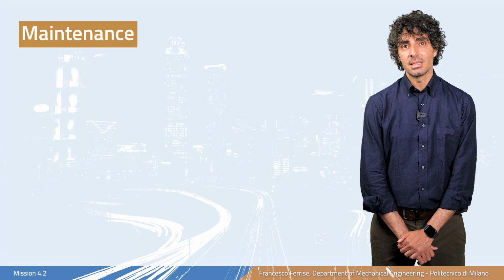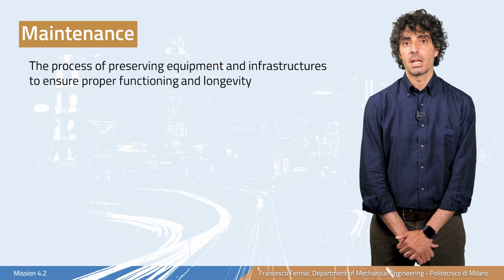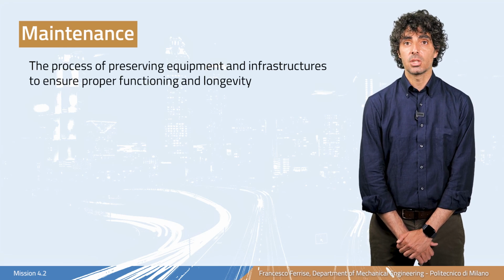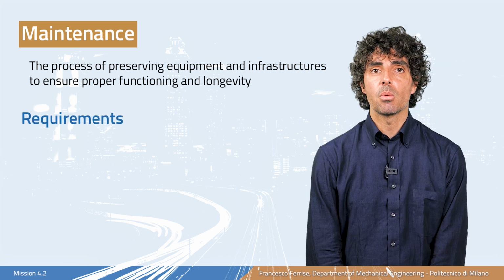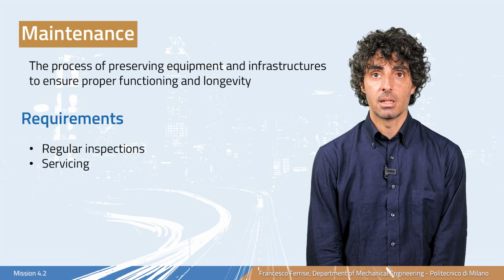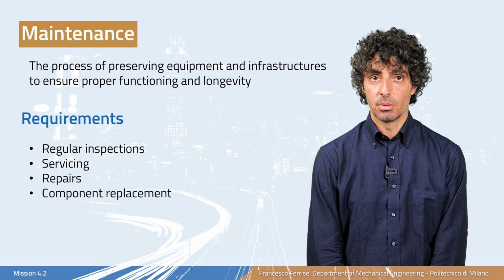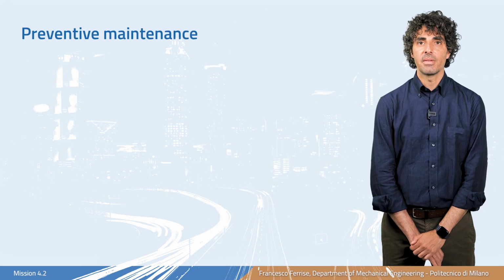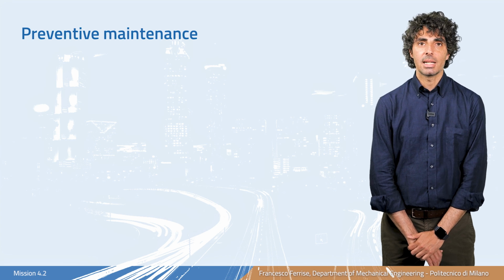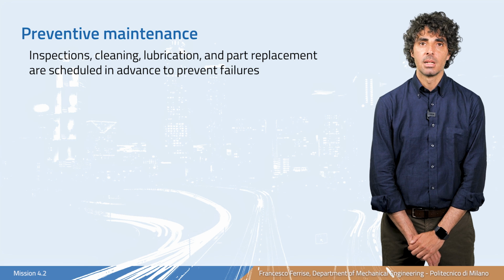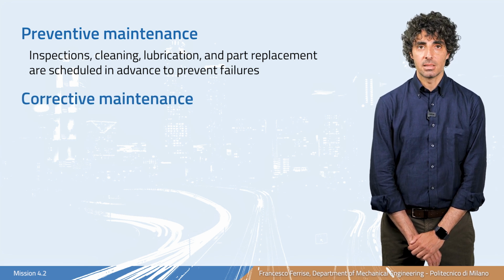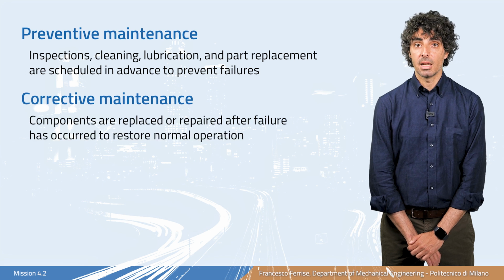In industry, maintenance is the process of preserving equipment and infrastructures to ensure proper functioning and longevity. It requires regular inspections, servicing, repairs, and component replacement to prevent failures. There are several approaches to maintenance. First, we have preventive maintenance, usually where activities such as inspections, cleaning, lubrication, and part replacement are scheduled in advance to prevent failures. We then have corrective maintenance, where components are replaced or repaired after a failure has occurred to restore normal operation.